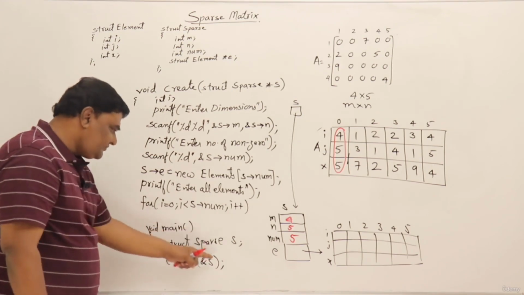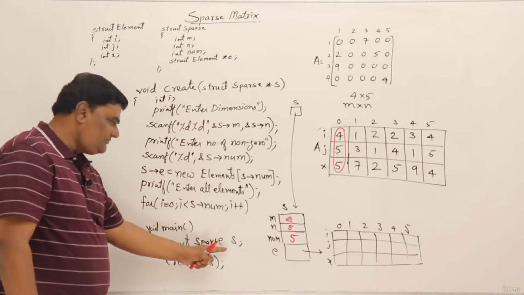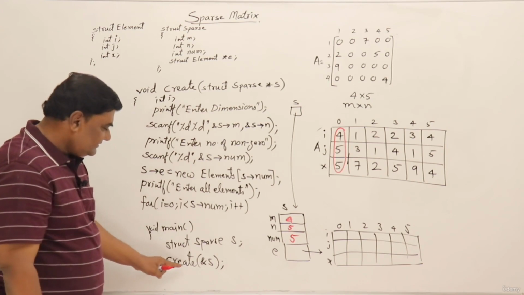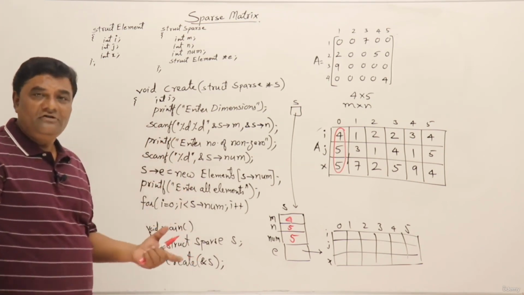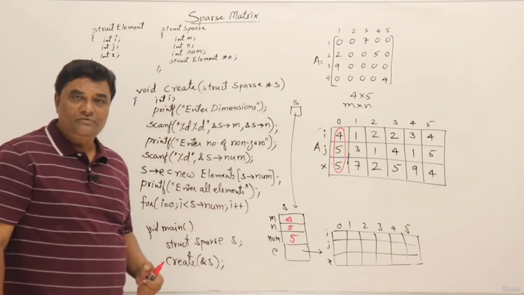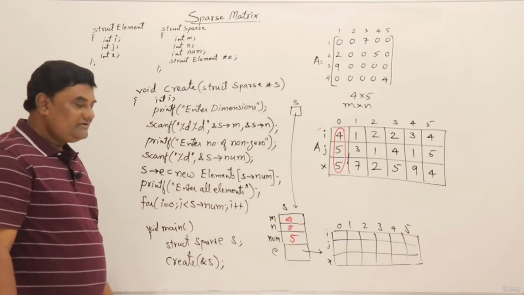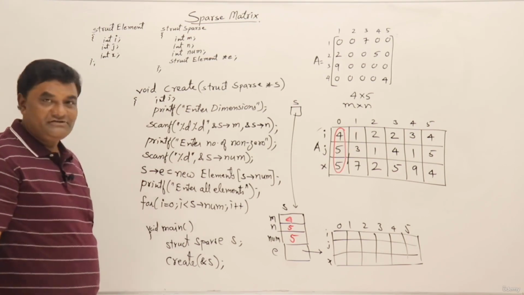Now we have already understood how the main function can create an object of a sparse matrix and call it for creation. In the same way, from the main function we can call for addition, subtraction, whatever you want to do. So I will remove this main function and I will finish the code for creation.